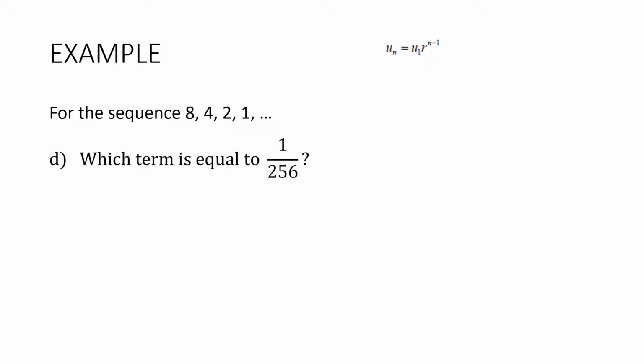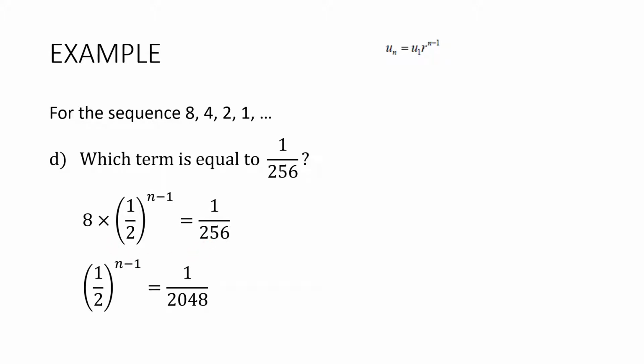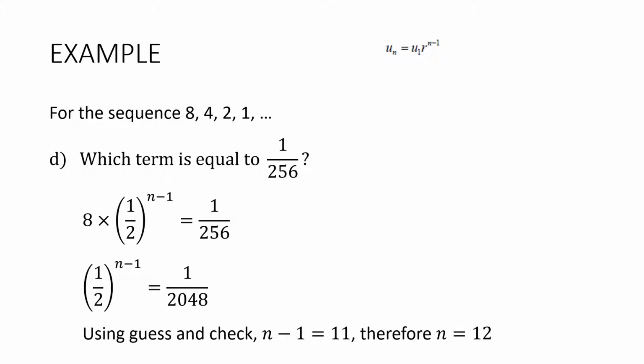Which term is equal to 1 on 256? This is similar to the question we did with arithmetic sequences where we're given the term and we don't know n. So using our formula, I know that our general term is going to be equal to 1 on 256. But let's bring this 8 over here as a division. So a half to the power of n minus 1 is equal to 1 over 2048. And just by using guess and check, n minus 1 is equal to 11. So therefore, it's the 12th term that's equal to 1 on 256.